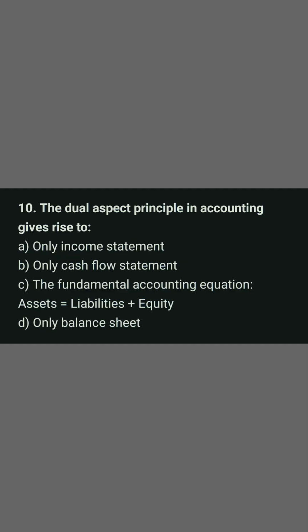The dual aspect principle in accounting gives rise to income only, cash flows, assets equal to liability plus equity, only balance sheet. And the correct answer for this is assets equal to capital plus liability. Because the dual aspect principle tells us that every transaction in accounting has two aspects, that is the debit and the credit aspect. And this principle gives rise to an accounting equation.